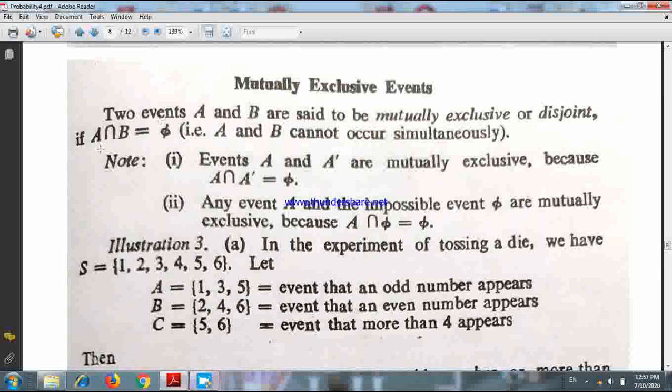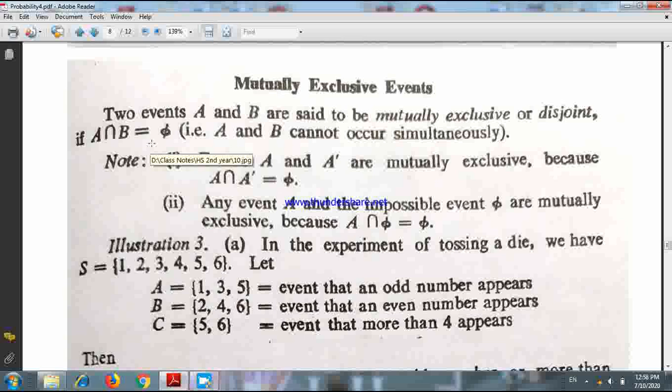That means A will be the set 2, 4, 6 and B will be the set 1, 3, 5. And what will be A intersection B? This is a null set, no element common. So if two events A and B are there, and if we see that A intersection B equals phi, then we say that the events are mutually exclusive. Just to go through this example.